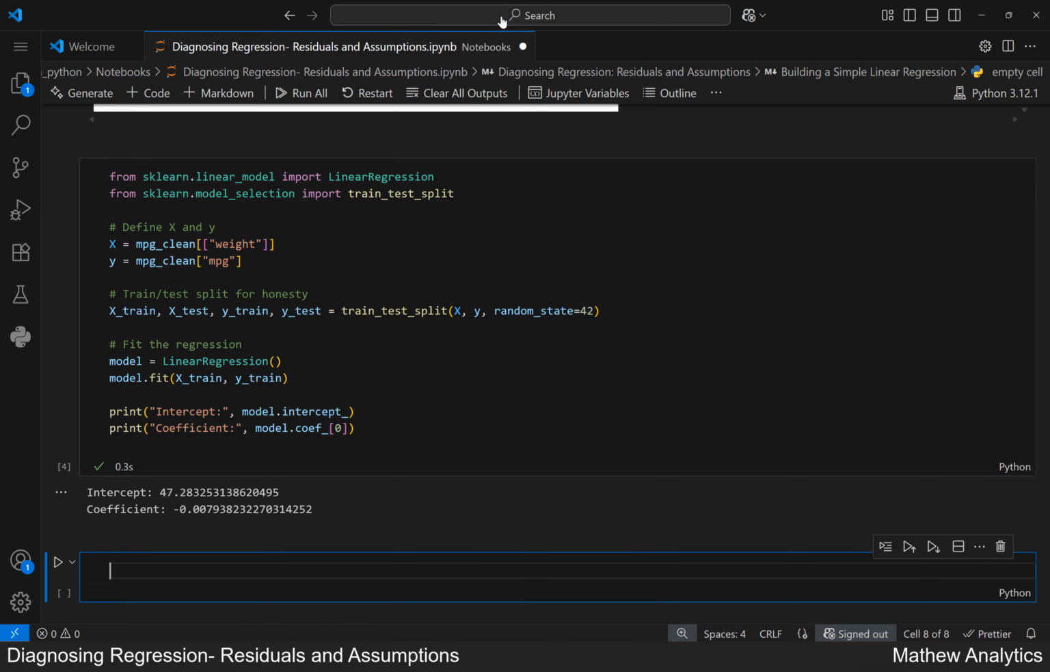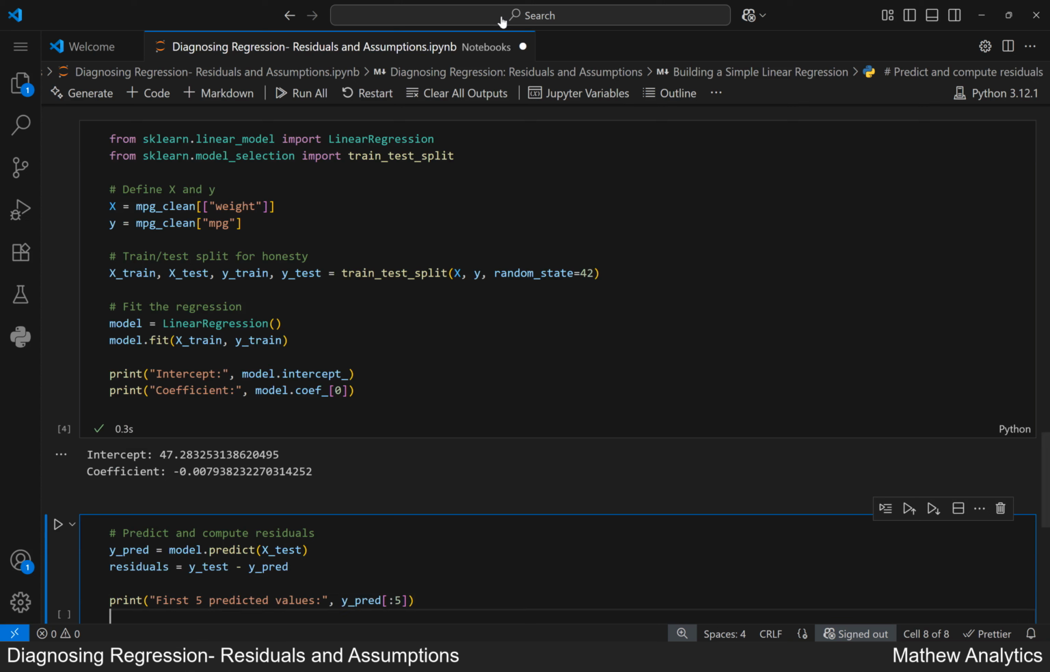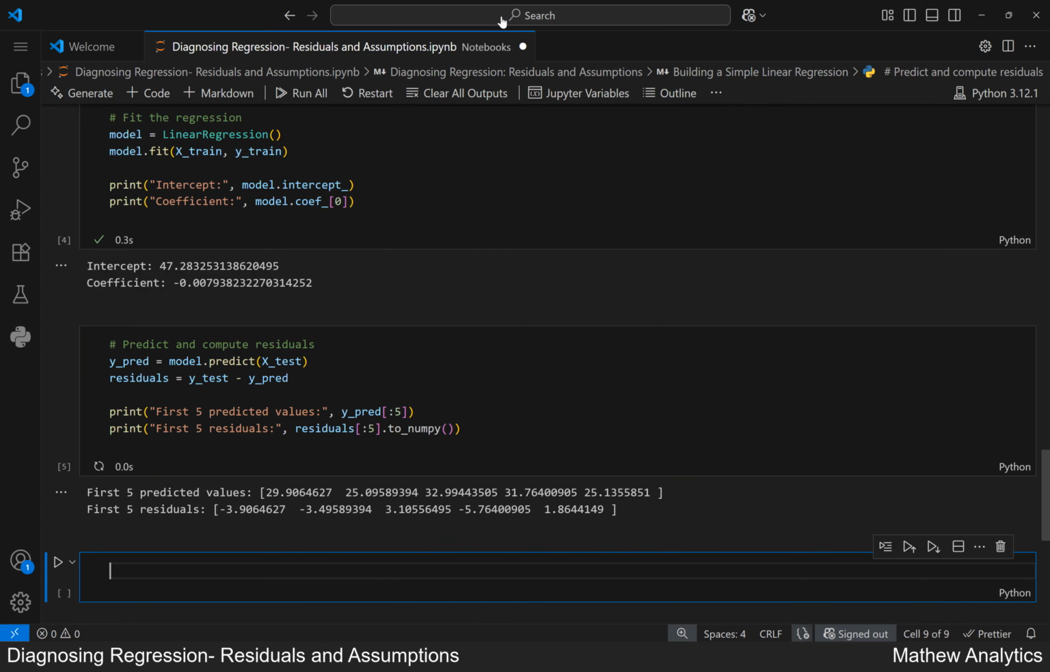Let us use the model to make predictions with the test data and check residuals. We use the trained model to predict miles per gallon values for our test data set. Residuals are the difference between the real values and the model's predicted values. We show the first 5 predicted values from the model. We also print the first 5 residuals to see how good or bad the model did. Running the cell now. Are the residuals large or small? Try examining them.